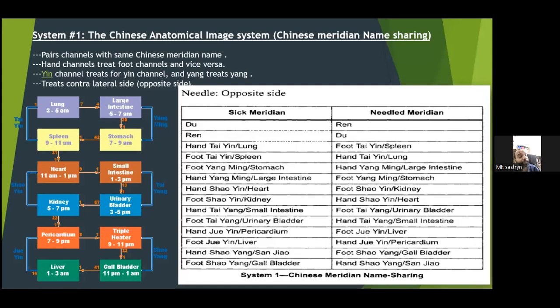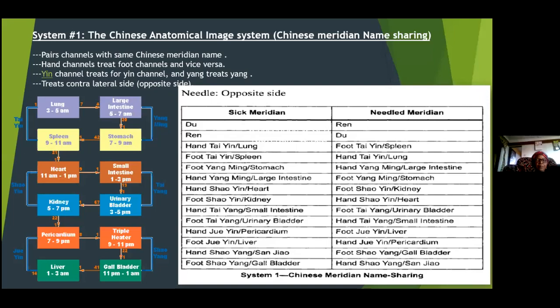Yesterday I taught you how in five elements this relation was taken up. Now you can see in the I Ching balance method, the foundation has become strong, so you can understand this. Small intestine balances urinary bladder. Urinary bladder balances small intestine. Pericardium balances liver. Liver balances pericardium. Sanjiao balances gallbladder. Gallbladder balances the Sanjiao. So this is called Formula 1: needle the opposite side. Any doubt in this part?